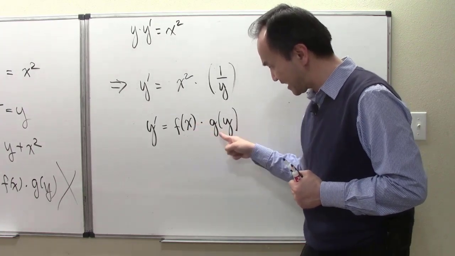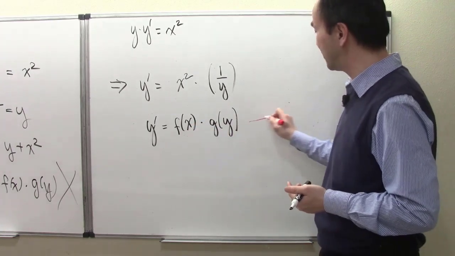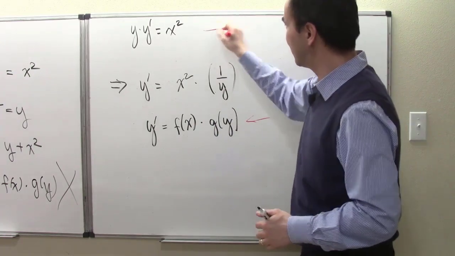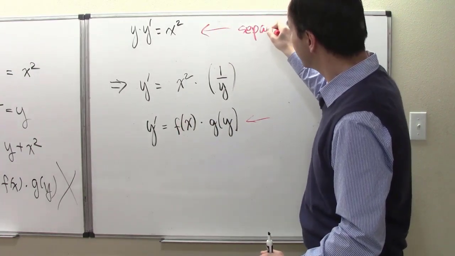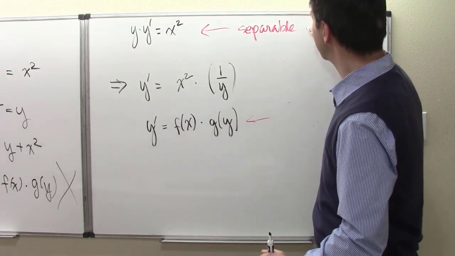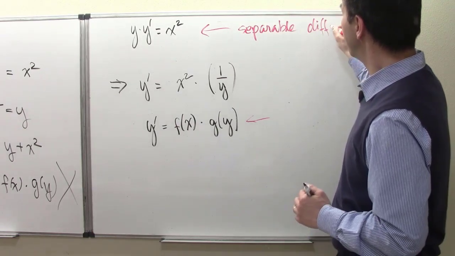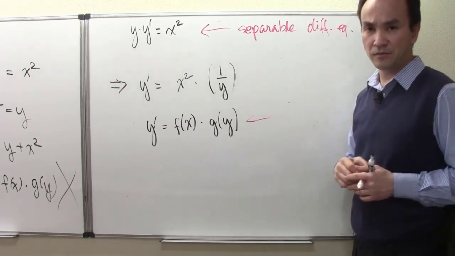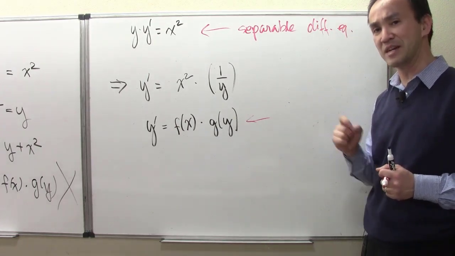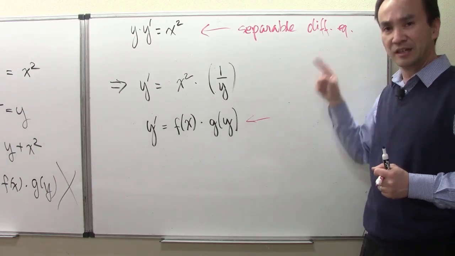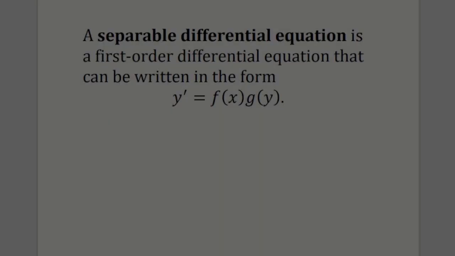Then formally we refer to an equation that has that property as separable. It's a separable differential equation. All right, and so in that way, let's look at the formal definition of what it means to be a separable differential equation on the computer screen here.